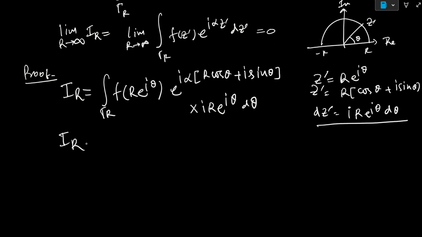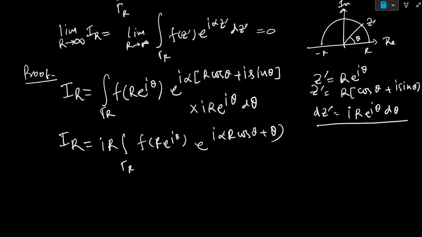So what is your I_R then? I_R is equal to the integral of... You can write this outside of this. This is R e^{iθ}, and e^{iα R cos θ} times e^{-α R sin θ}, and there will also be R because R is multiplied with both sides. Okay, α R sin θ and here dθ.